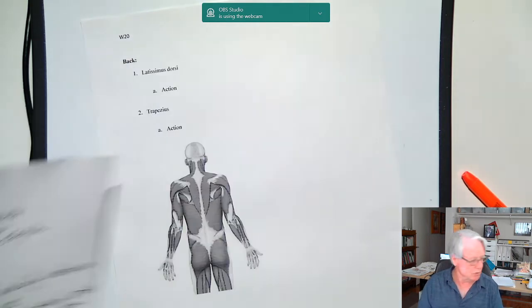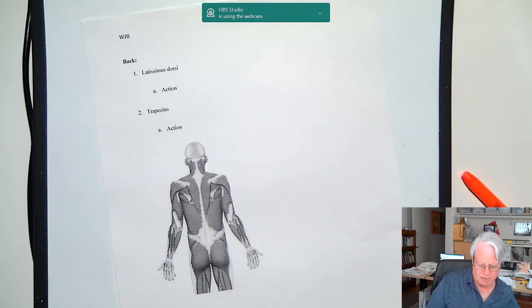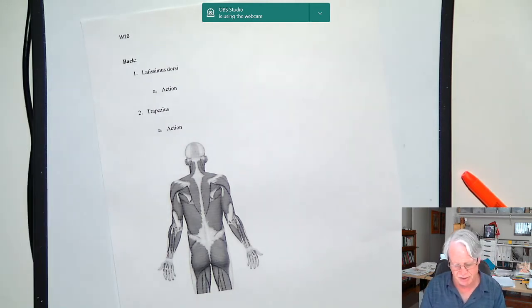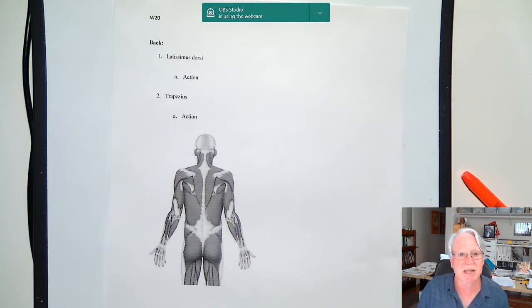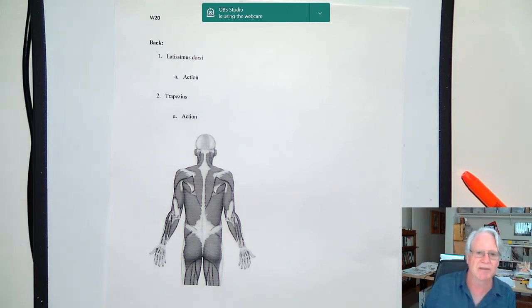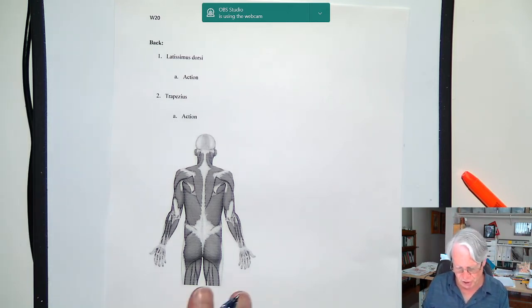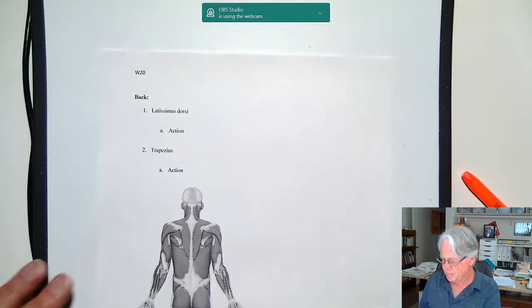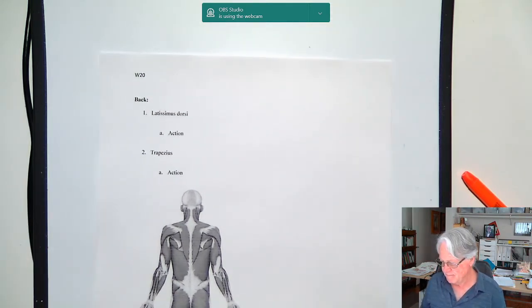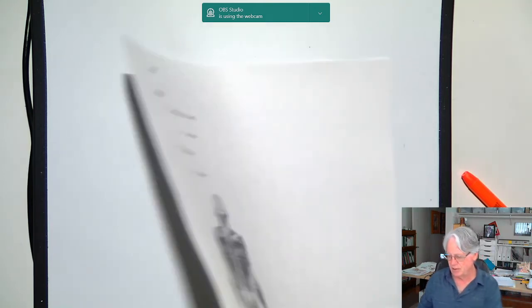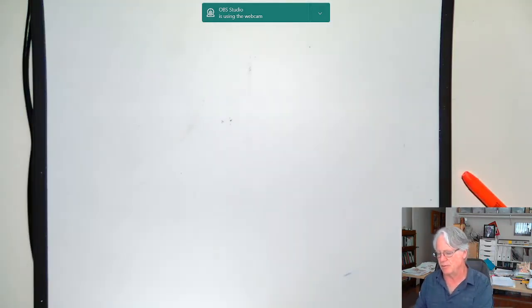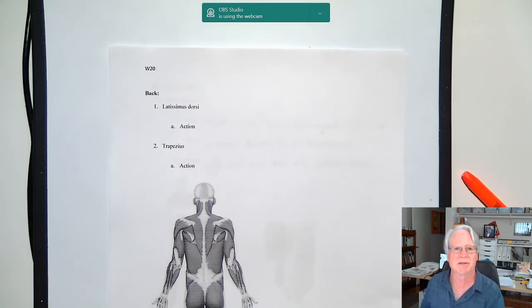Let's do the back now, and the back is going to consist of two muscles, the latissimus dorsi and the trapezius, and for both of those muscles we're simply going to do some actions. We don't need to do origins or insertions. So let's start with the latissimus dorsi, and let me put a pad underneath so it's so much easier to write.